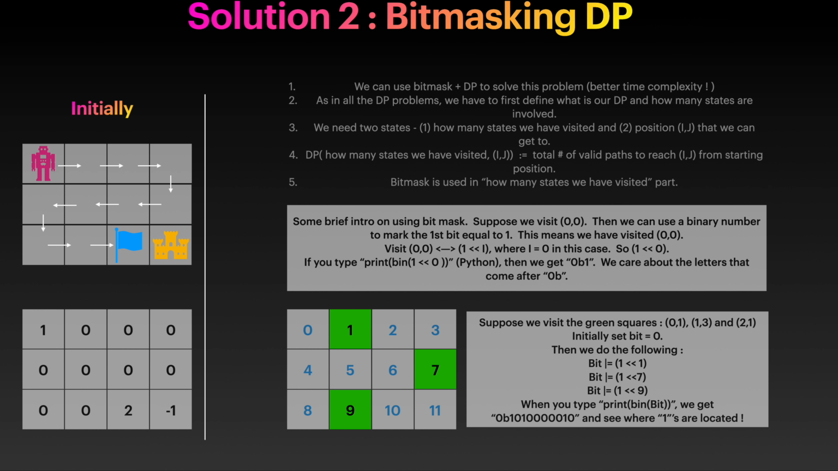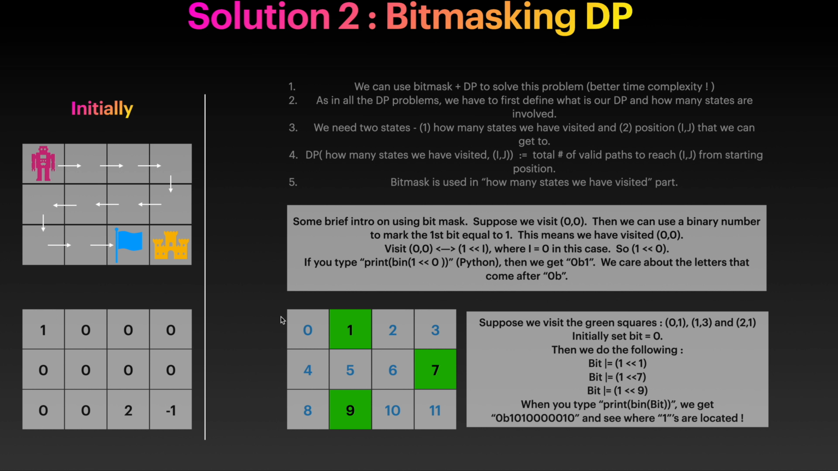And as in all the dynamic programming problems we have seen so far, we have to define what our DP is exactly and how many states are involved. We have 2 states, right? In this case, state means how many empty squares we have visited, and the position i, j that we can get to. So our DP has 2 states: DP of how many states we have visited and i, j, and that is equal to the total number of valid paths to reach i, j from the starting position, where this pink robot is. And then bit mask is used in the how many states we have visited part.